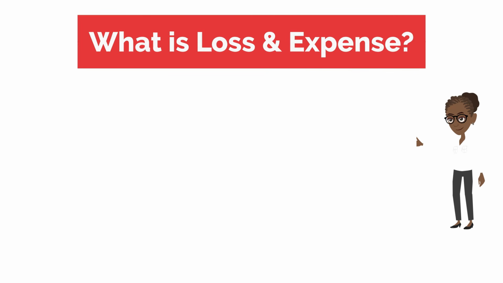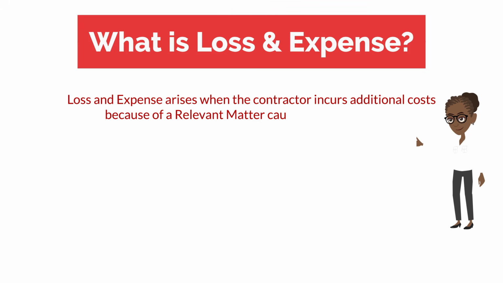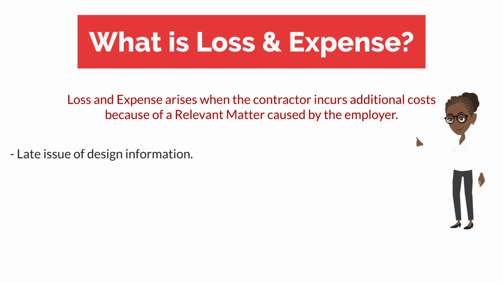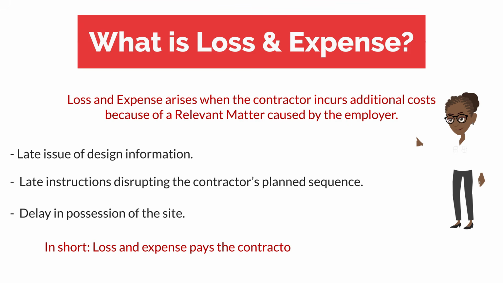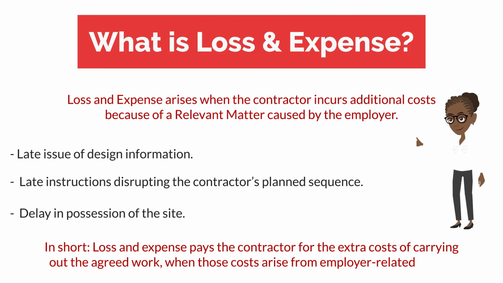And what is loss and expense? Well, loss and expense arises when the contractor incurs additional costs because of a relevant matter caused by the employer, such as a late issue of design information, late instructions disrupting the contractor's planned sequence, or delay in possession of the site. This is not about paying for extra work, it's about compensating the contractor for the financial impact of delay or disruption, such as extended site prelims, idle labour or plant, or reduced productivity. In short, loss and expense pays the contractor for the extra costs of carrying out the agreed work, when those costs arise from employer-related issues.